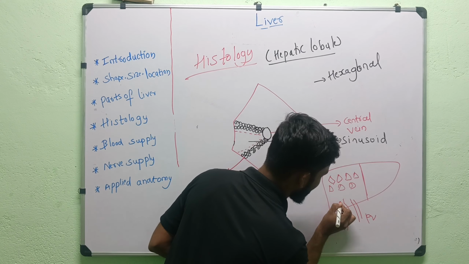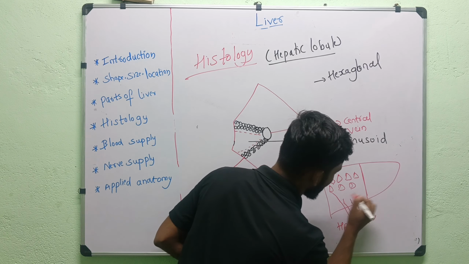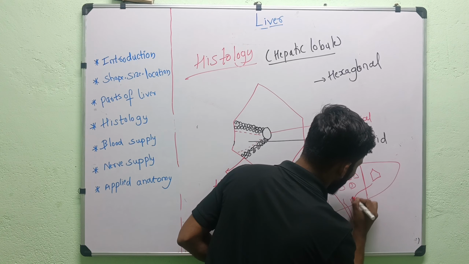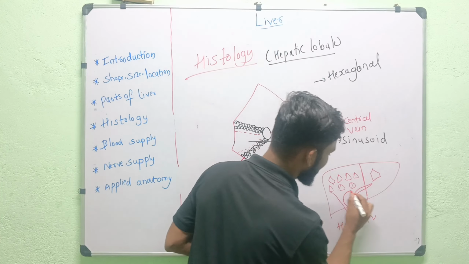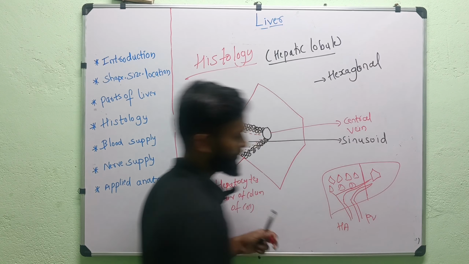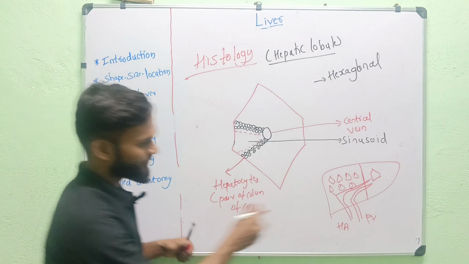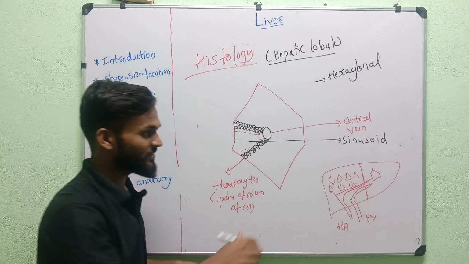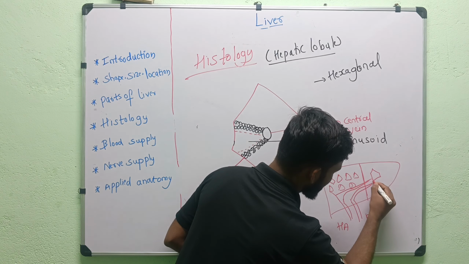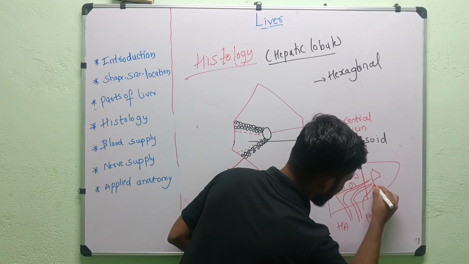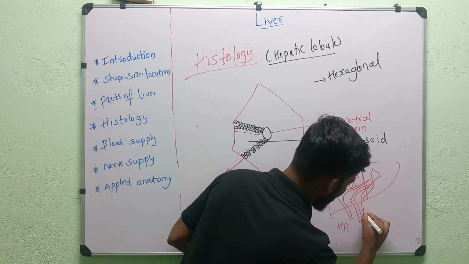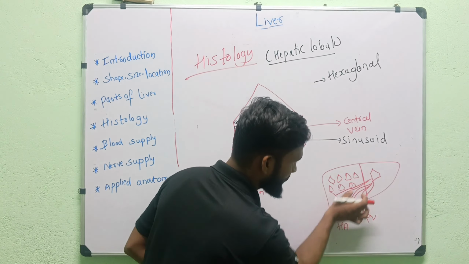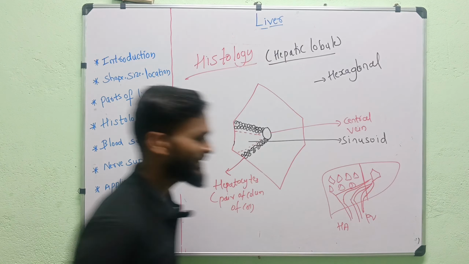Eventually this blood is going to enter into your lobule. Blood from your portal vein and blood from your hepatic artery enter into your lobule. The hepatocytes form the bile juice. This bile juice is carried by your bile duct and stored and concentrated in your gallbladder. It means two structures enter the liver and one structure leaves your liver.